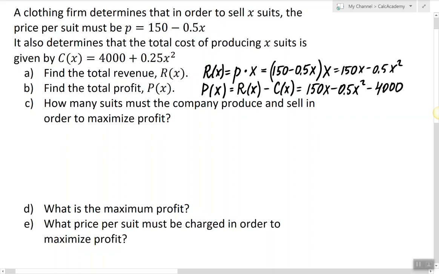function. And taking away 0.25 from 0.5 will just give me negative 0.75 x squared. So this is my profit function. Now the question was, how many suits must the company produce and sell in order to maximize the profit?